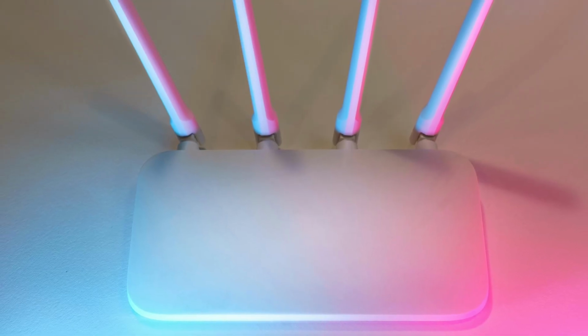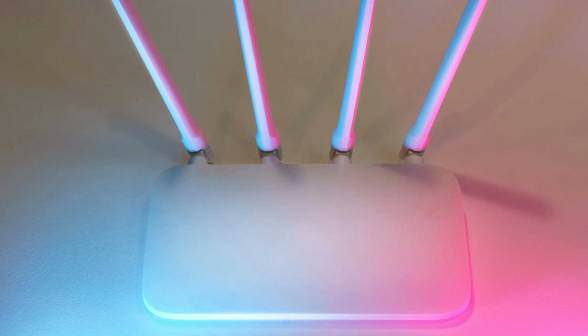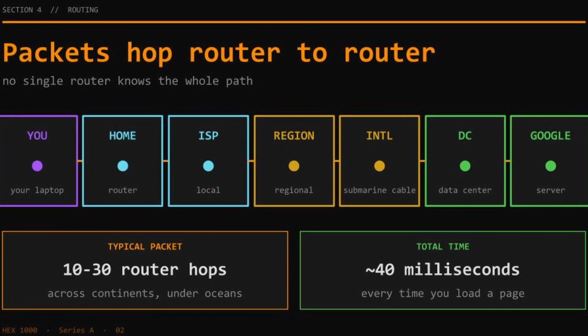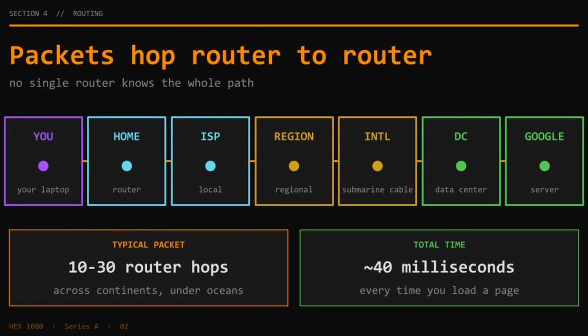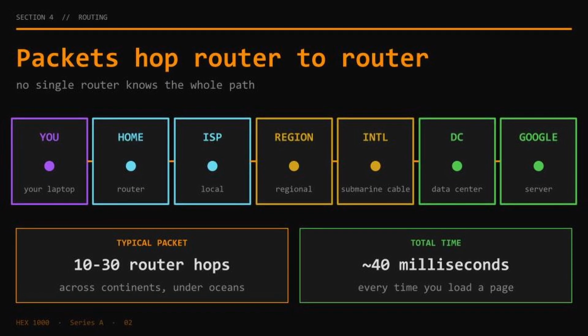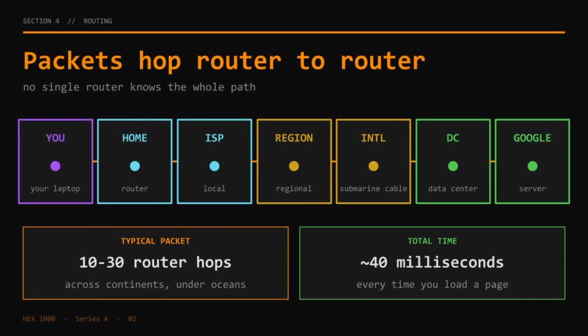Almost every one of you has one in your home, the one that your internet provider gave you. Your packet leaves your laptop, goes to your home router, which passes to your ISP's router, which passes to the regional router, which passes to the international router. Each router looks at the destination IP, checks its routing table, and decides which neighbor to hand the packet to next. It's like a relay race. No single router knows the whole path. Each one just knows, for this destination, hand the packet to that neighbor.